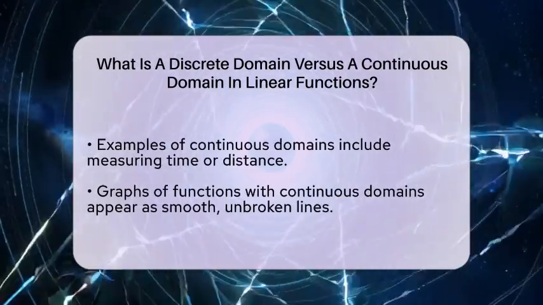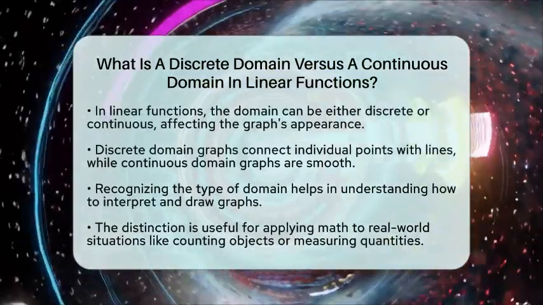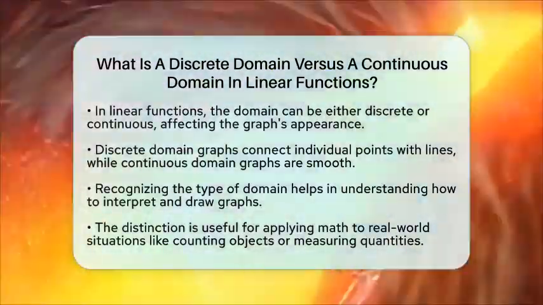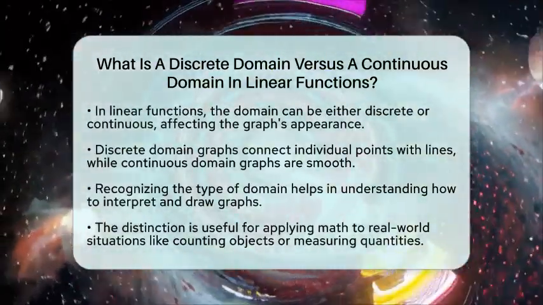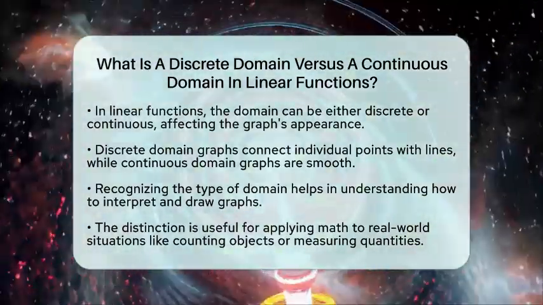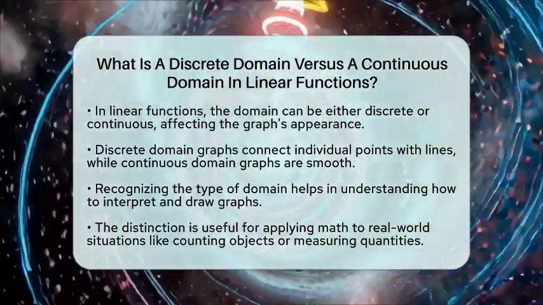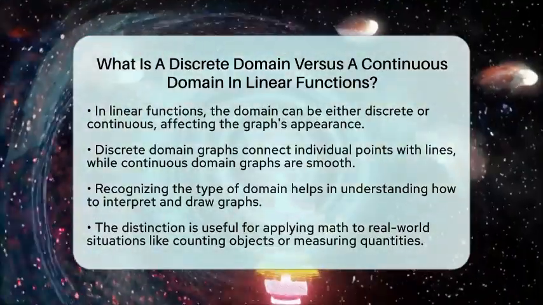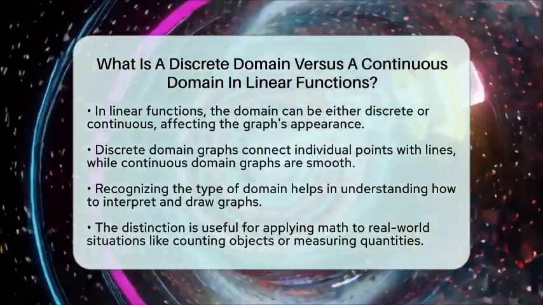Knowing whether a domain is discrete or continuous helps you understand how to draw the graph and interpret real-world situations. For example, if you're counting people or objects, your domain is discrete. But if you're measuring something like temperature or distance, your domain is continuous.